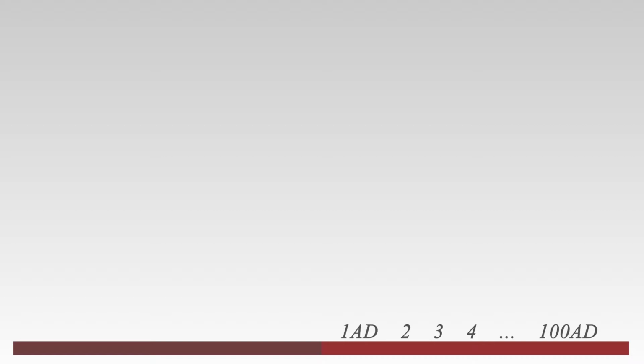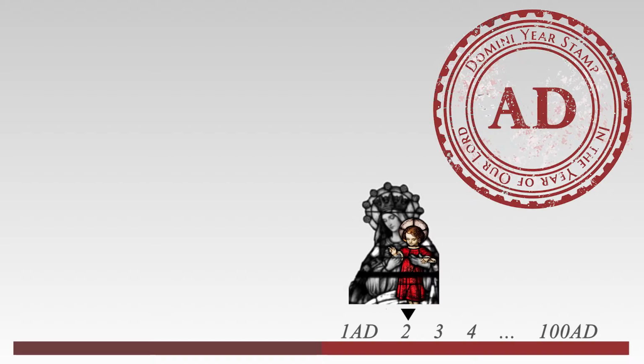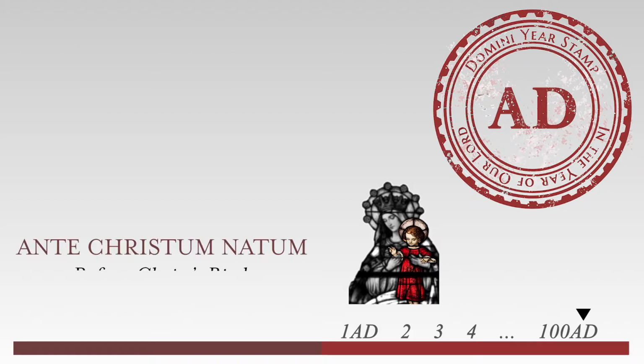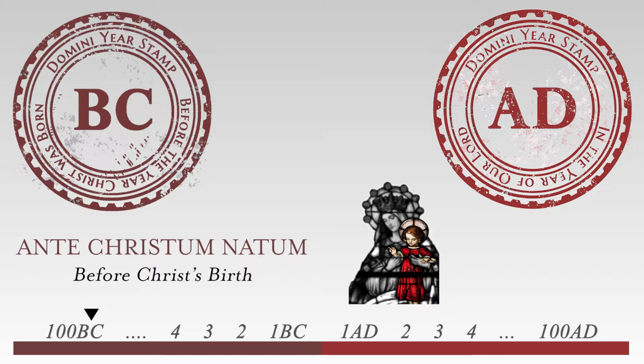The Anno Domini year stamp used the birth of Jesus Christ as the starting year. Anno Domini was any year after year 1, abbreviated AD. Ante Christum Natum translates as before Christ's birth, started from year 1, moving backwards from there. For English speakers, this was abbreviated BC.